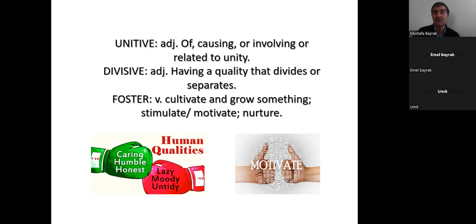Foster means cultivate and grow something, stimulate something, motivate something, nurture something, encourage something. Human qualities: caring, humble, honest, lazy, moody, untidy. So being lazy is divisive, okay? Being moody, being untidy is divisive, like lying, etc., etc. Being jealous of.